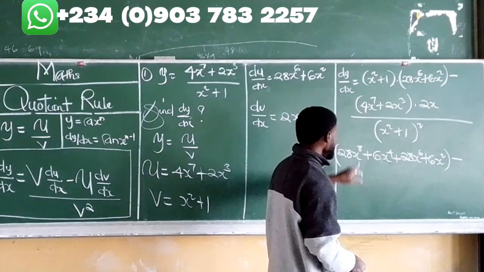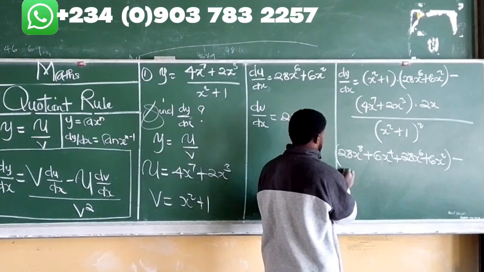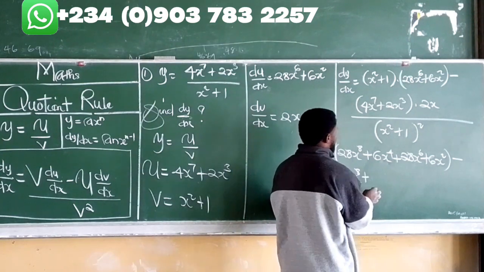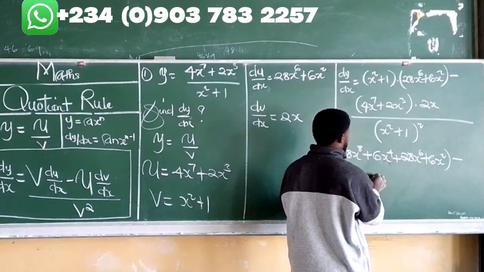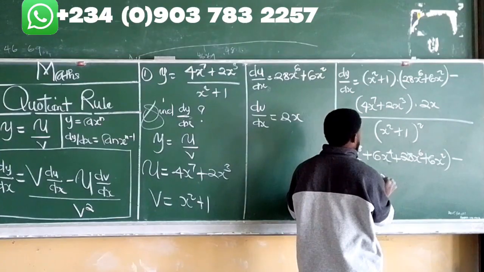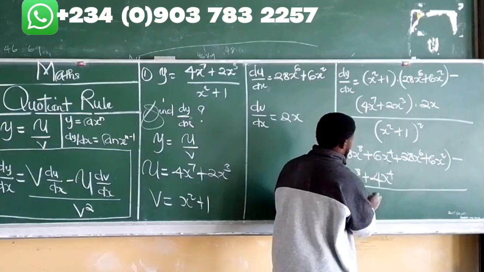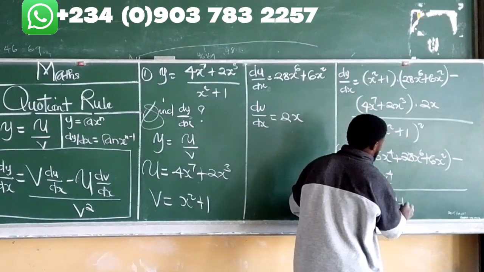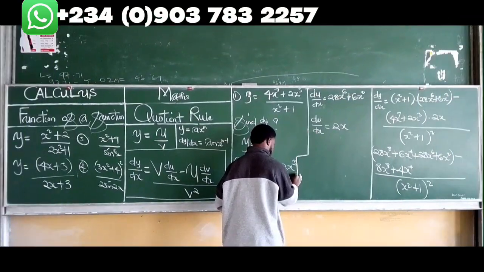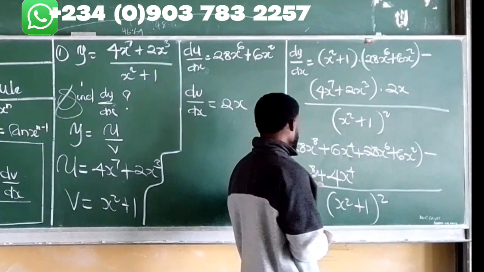minus, over here, multiply this by 2x, we obtained 8x raised to the power of 8 plus, multiply this by this, we obtain 2 times 2 is 4, x raised to the power of 2 plus 1, x raised to the power of 1 gives x raised to the power of 4. So this is all divided by x squared plus 1 raised to the power of 2. So we can further simplify the numerator.